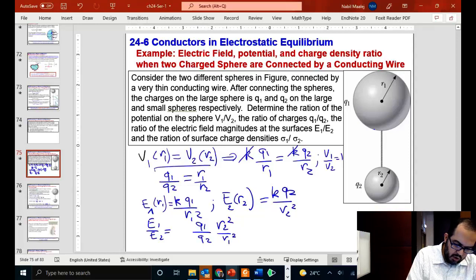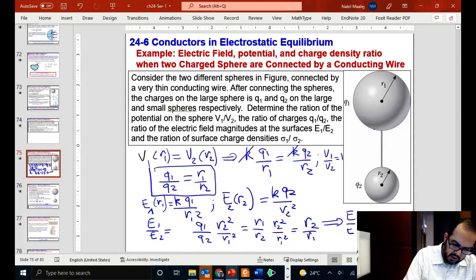We know Q1 over Q2 is R1 over R2. So we can replace it here. So this is equal to R1 divided by R2 times R2 squared divided by R1 squared. So this is going to be R2 divided by R1. So we can say E1 over E2 is equal to R2 over R1. Okay.